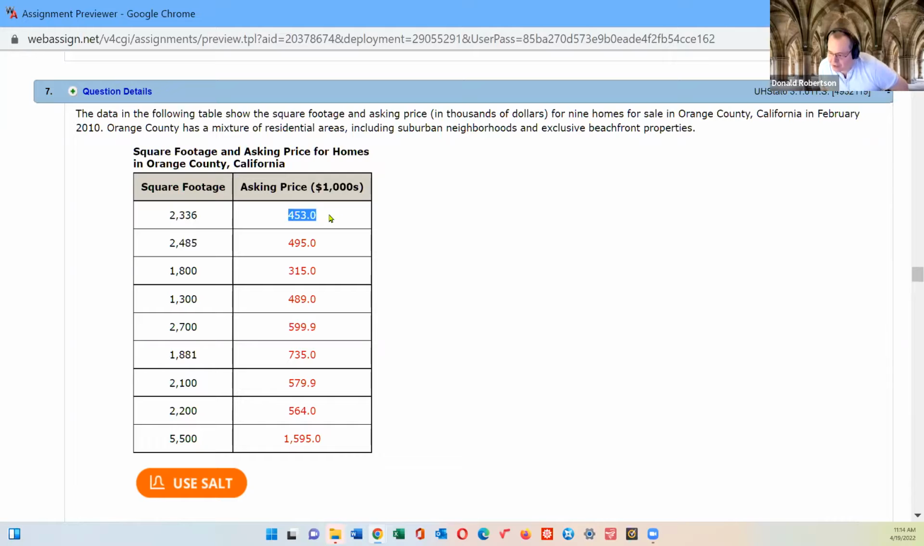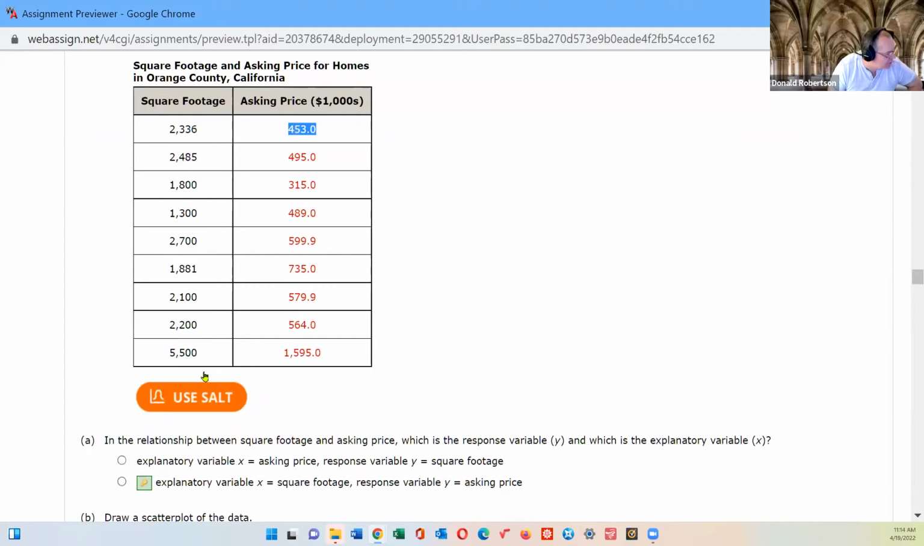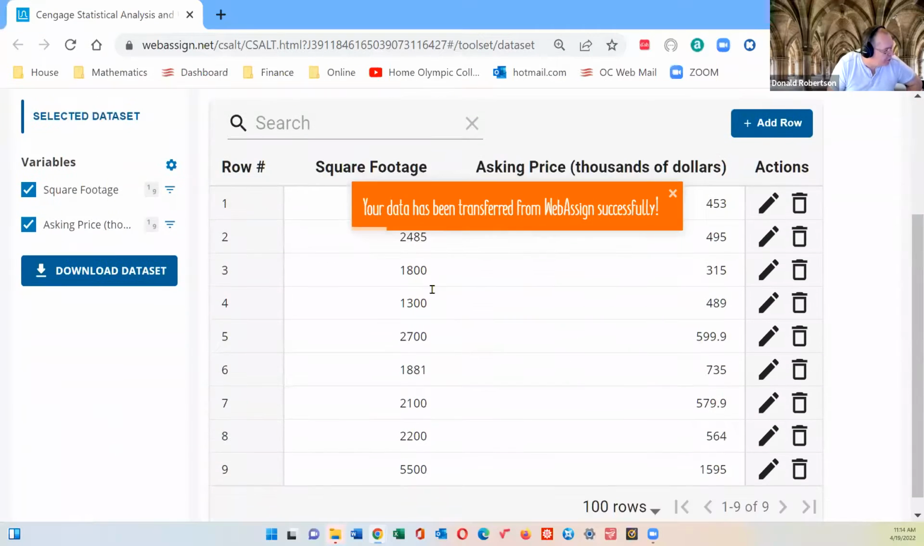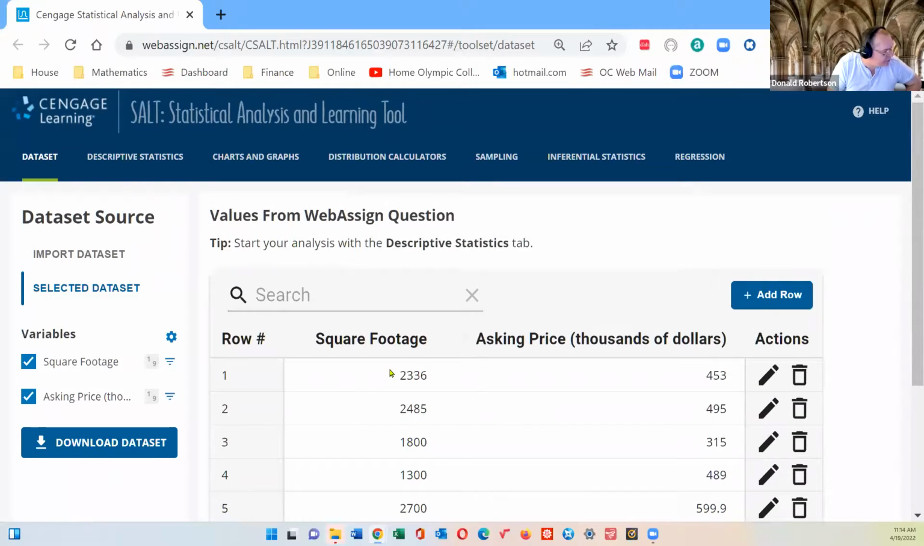So you would find the person's house, right? And you'd get the square footage. That's pretty easy to calculate. And then you would go and you would predict, based on this data at least, what it would look like. So I'm going to hit the salt button. And boom. So what you can see here, once it's finished doing its thing, can you see the square footage and the asking price?